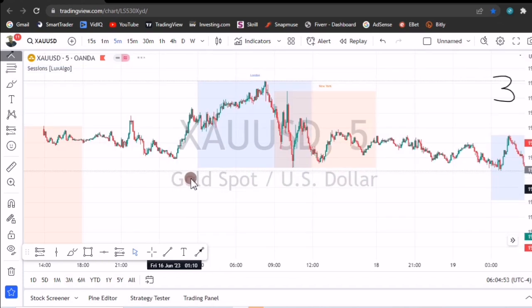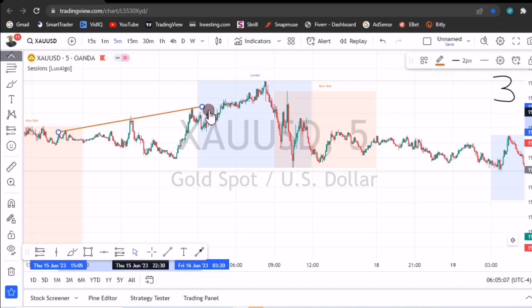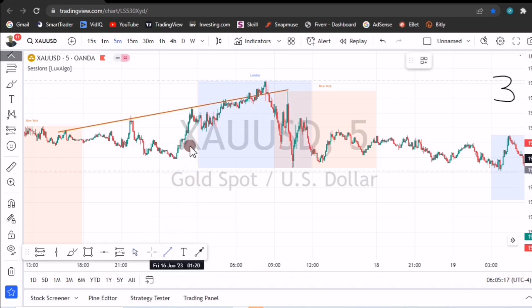This one looks a little bit different, okay. You could have identified this trend line. It is a trend line because it starts right here. So you have 3 touches. You could have extended this one, okay, and on another note, you could have also had this trend line.